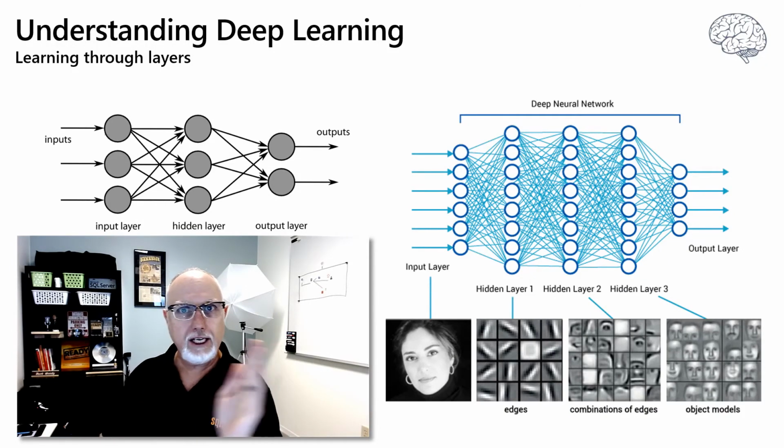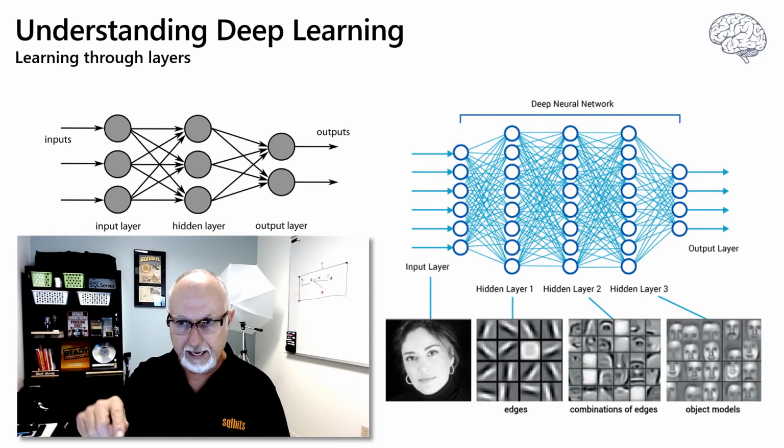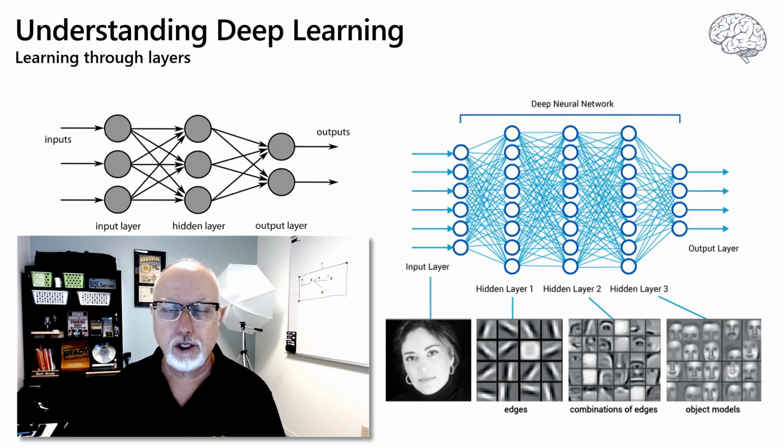If you take a look, here's the input layer coming in. This is a fairly complex one of a picture of things. And then we have maybe one layer does edges and maybe one does combination of edges.